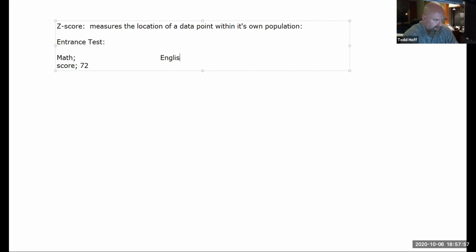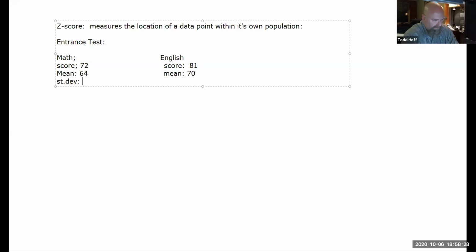In English, let's say you scored 81. Does that mean you're better at English than you are at math? Not necessarily, because the math test might have been harder. So let's say that the mean for the math test was 64, and the mean for the English test was 70. Well, you're still further above the mean on the English test, but that doesn't mean anything. We've got to take into account how spread out the data is.